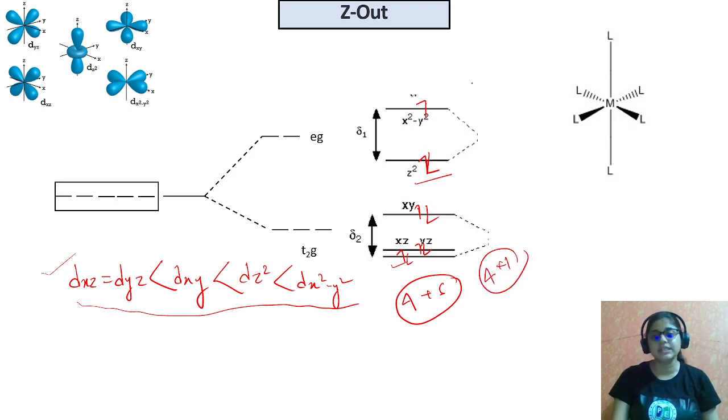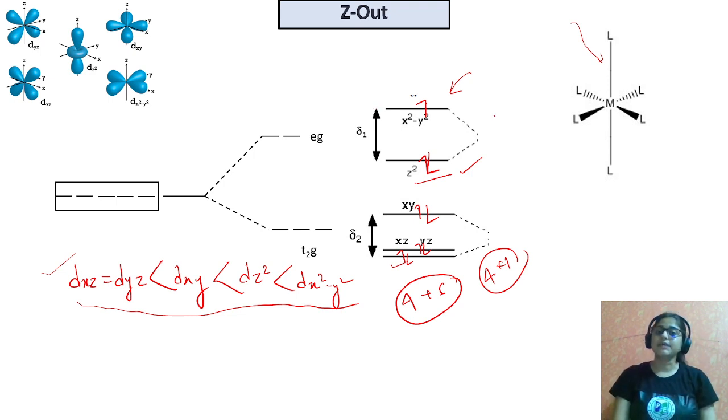In the Eg also, you can understand that this is x square minus y square, and it has 1, but it has 2. So along z axis there is more electron density, right? So in this case, there will be more repulsion through z axis and the bond will be elongated. Fine. But whenever energy wise we draw the d orbitals, then dz square will have less energy than dx square minus y square.